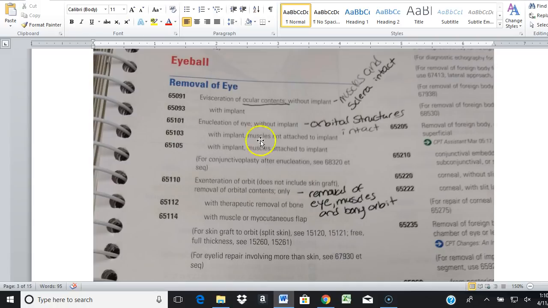So the word evisceration of ocular contents, okay? So that is your key term there. These are muscles and sclera intact. So what they're doing is they're just removing the eye, okay? Just removing the ocular contents itself, okay? They're leaving the sclera intact in the back of the eye, and they are leaving all the muscles, okay? And they can do this with or without an implant. Now, again, depending on the reason why we are doing the removal of the eye, is whether or not we can implant a prosthetic that day or not. Okay, that's the big thing.